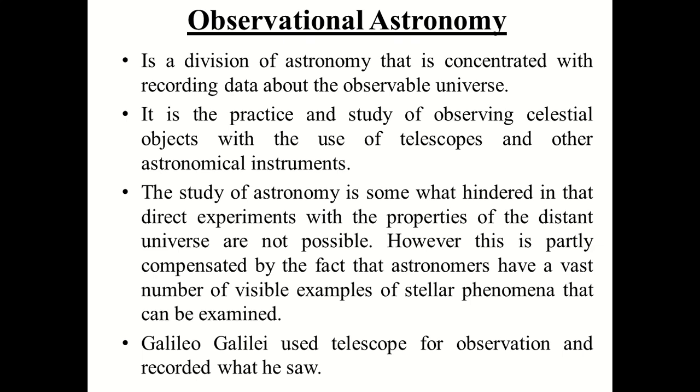Now let's come to observational astronomy. Observational astronomy is a division of astronomy that is concerned with recording data about the observable universe. It is the practice and study of observing celestial objects with the use of telescopes and other astronomical instruments.